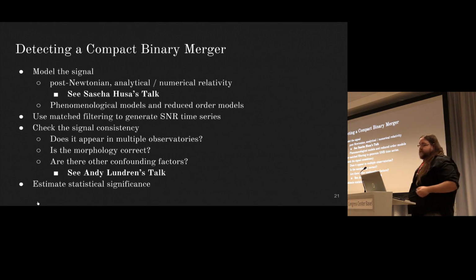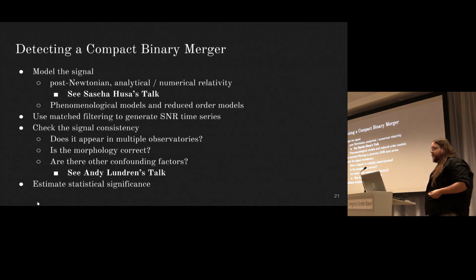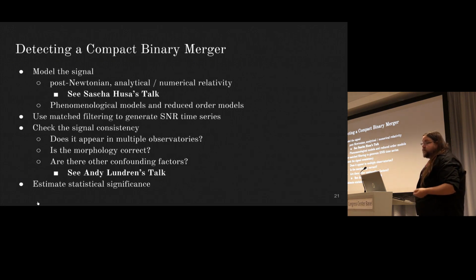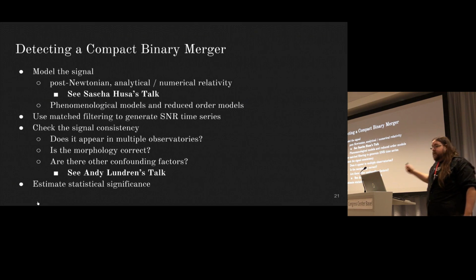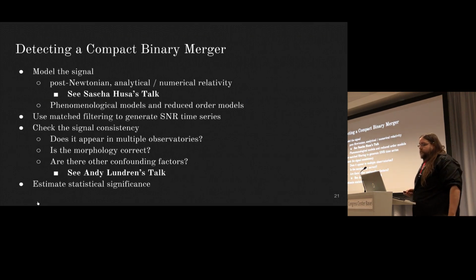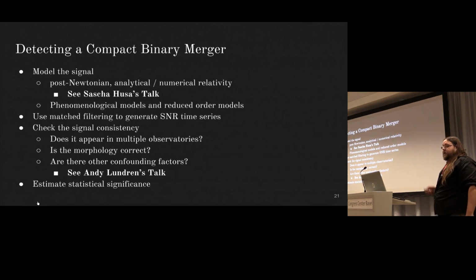So we have a model of the signal. There's a bunch of different ways for getting this: post-Newtonian, analytical, and numerical relativity. We're going to have a talk later on numerical relativity and how we actually can model these signals in principle. So please look forward to that talk.